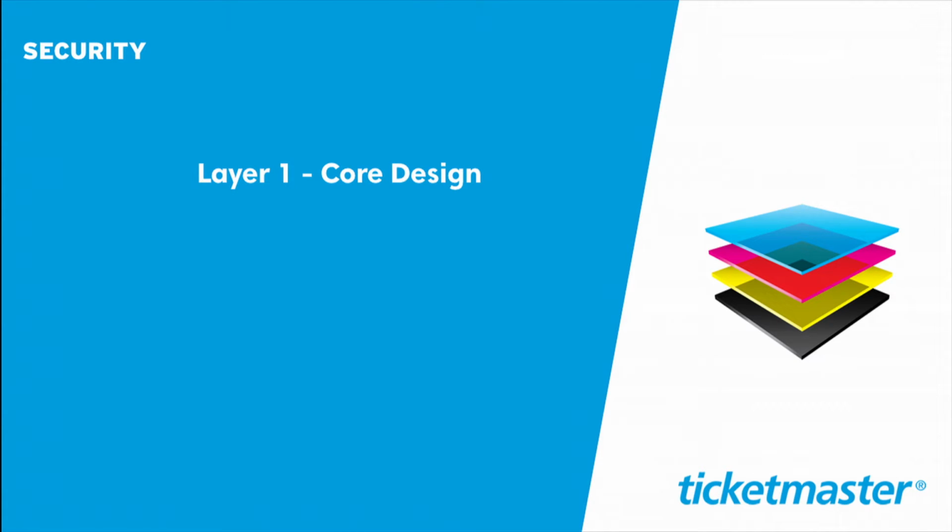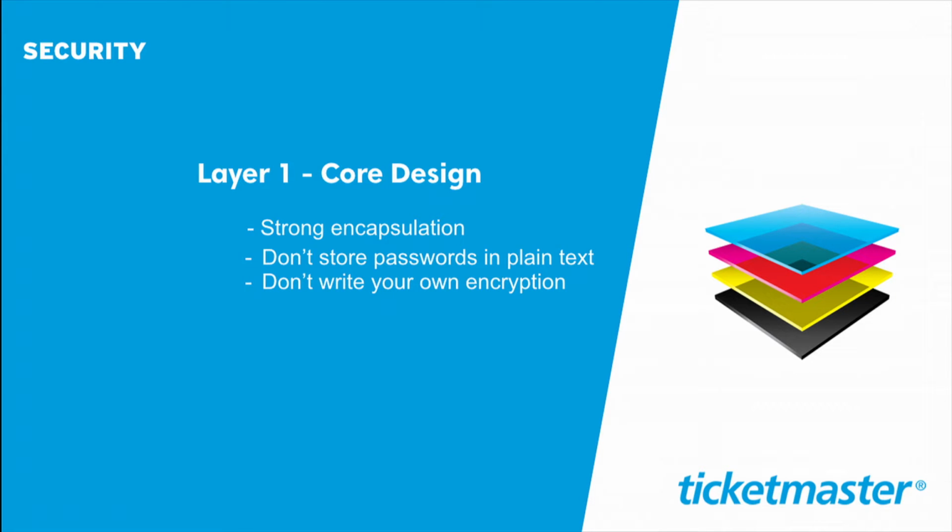So the first layer for security in Android development is just what we call core design. So this is a lot of just basics of Java. Things like strong encapsulation of your classes, making your methods private unless you absolutely need things to be public. Don't store passwords in plain text. These kind of basics of Java best practices for security that take place not just in Android, but really across all languages and development environments.